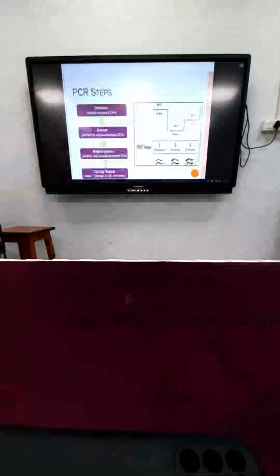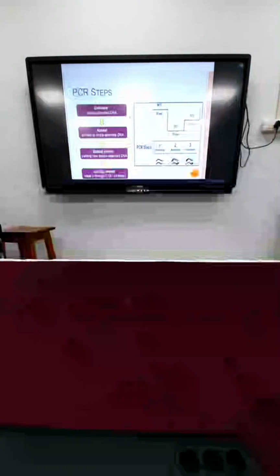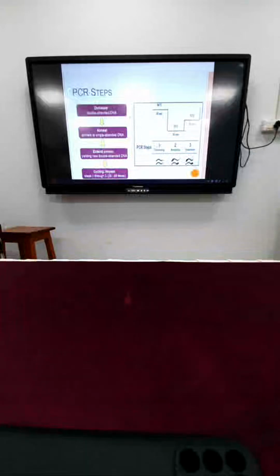So what are the steps involved? The denaturation of double-stranded DNA and annealing of the primers to single-stranded DNA. This is the temperature, 30 seconds. Then the temperature will be lowered. So this is the step for initialization. The next step is annealing, and then the step for extension of the primer. So finally you get your desirable product.